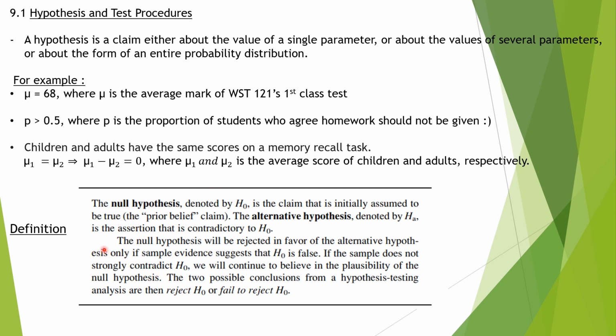Now, a formal definition says that we have a null hypothesis and an alternative hypothesis. A null hypothesis is usually denoted by H0, and this is a claim that we assume to be true. So for instance, I can say that my null hypothesis is that mu is equal to 68, meaning I'm saying that the average is 68. Then we have the alternative hypothesis, which is denoted by HA, and this is the assertion or claim that is contradictory to H0. So for instance, I can have that mu is not equal to 68. Now, how do we accept and reject? We use test procedures for that.